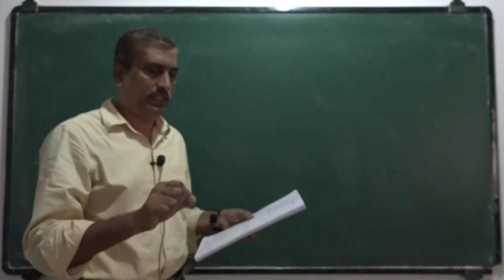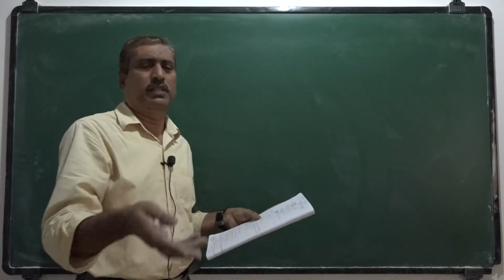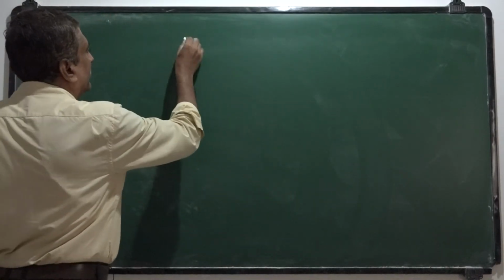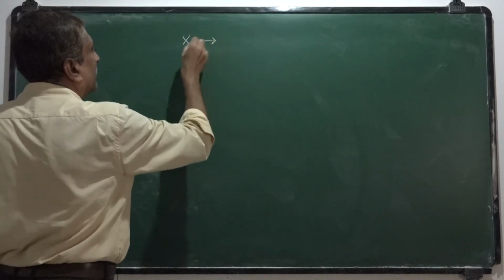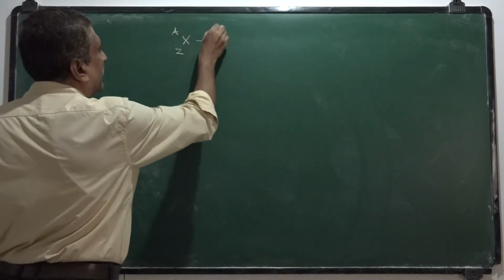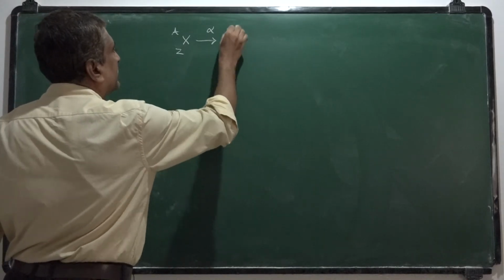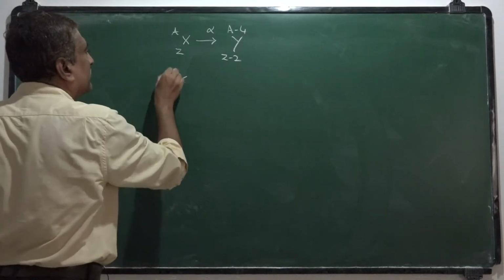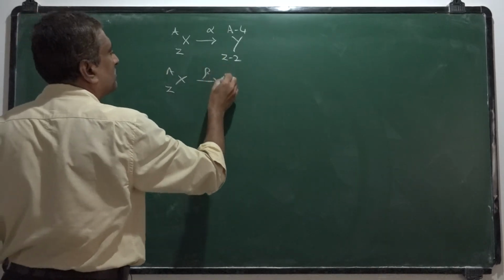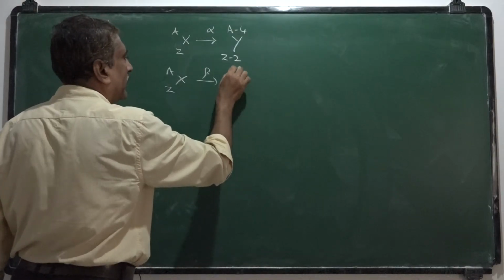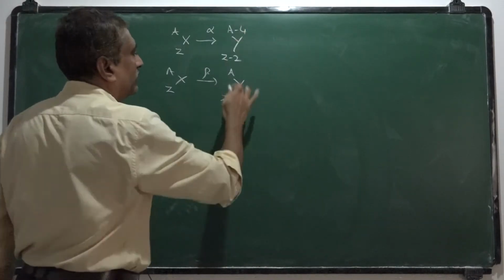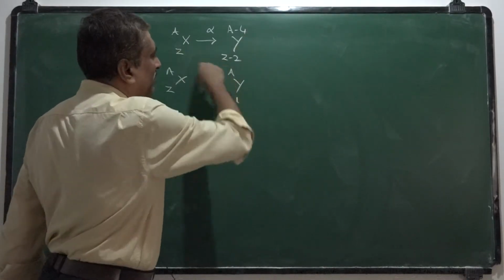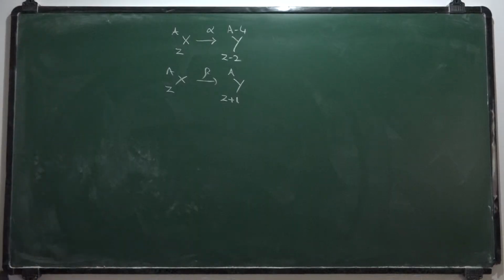Now, some simple problems based on alpha, beta, gamma decays and the displacement law. As you know, for alpha particle emission we get A minus 4, Z minus 2. For beta particle emission we get A, Z plus 1. This we know. So simple problems are based on this, and we will solve some problems on that.